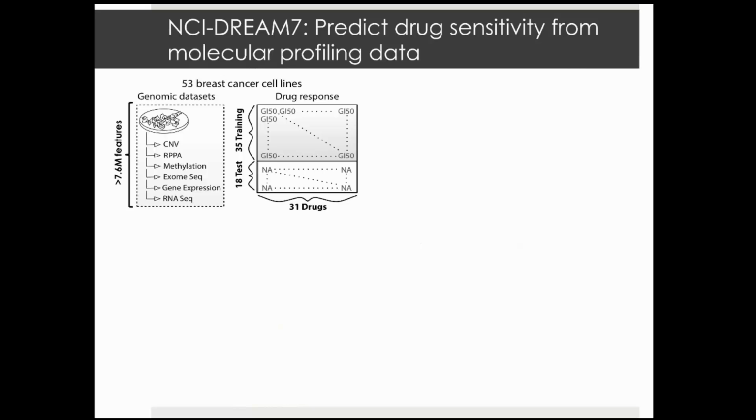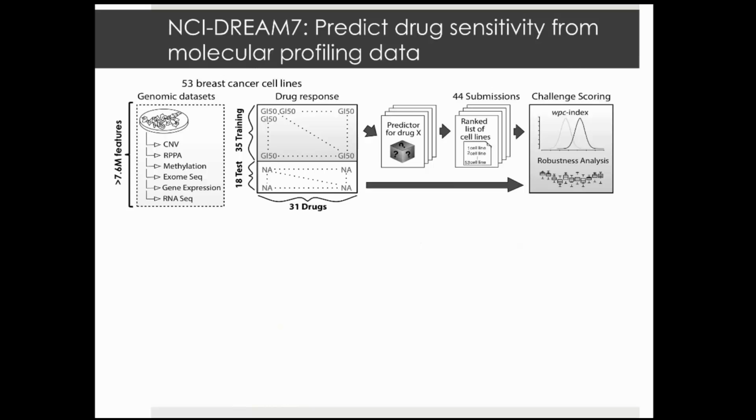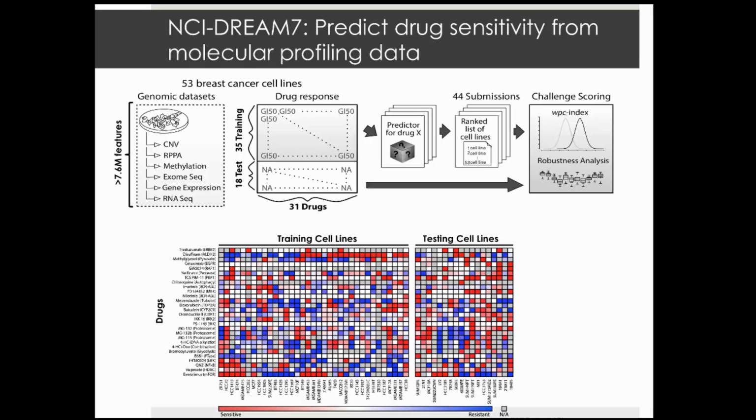set of, or rather we took the cell line data and split that into a training set of 35 cell lines and a test set of 18 cell lines, where the data for the test set were held back and used for scoring. Participants then used these two data sets to identify predictors of drug response, submitted ranked lists of cell lines, which we then scored against the test data set. The drug response data we used, I've shown you here down at the bottom.